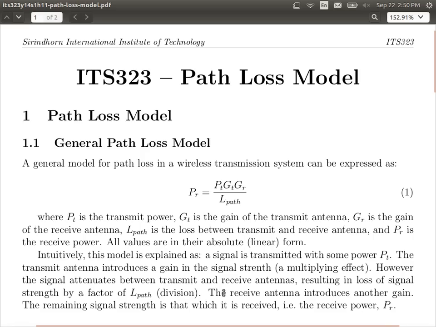So this describes some of the things that we're going to write down in a moment. This is a more general description without the numbers, but we just arrived at this equation. Power received is the transmit power times the gain of the transmit antenna times the gain of the receive antenna divided by the path loss. That is in your lecture notes. You have this printout there already.